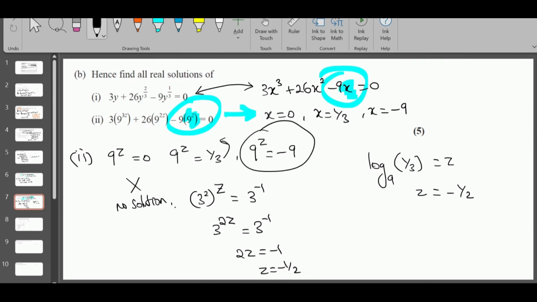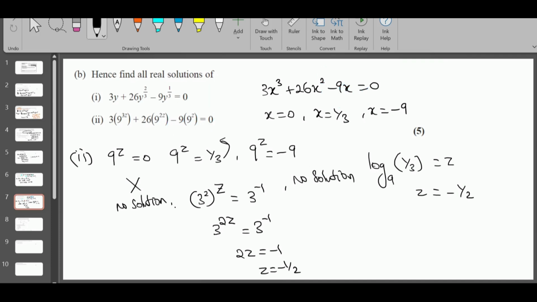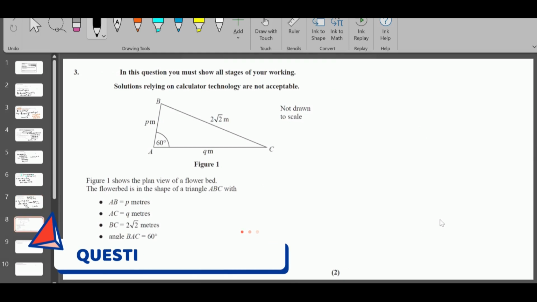And then here, if you rewrite using logarithms, it should be log of minus 9 to the base 9 is z. Log cannot be of minus 9, so no solution. So you can just write no solution here. So the only solution in this case is minus 1 over 2. That's all. Question number 3.